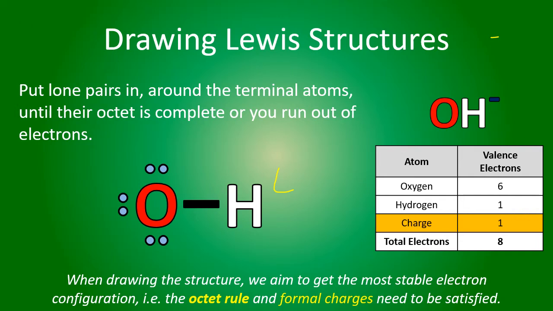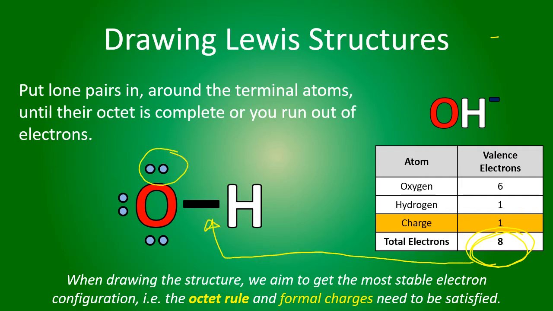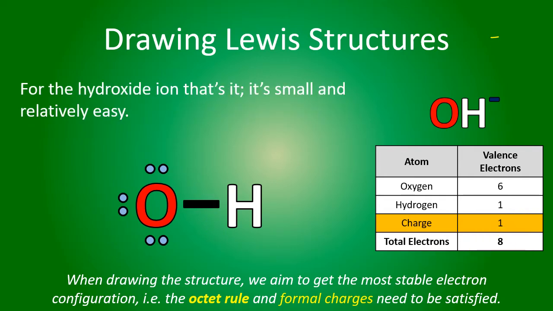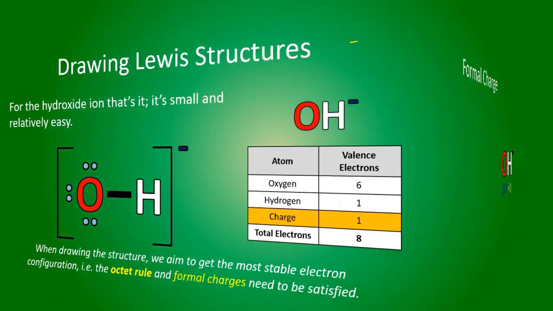So we know that we've got 2 electrons from our total of 8. 2 of them are in the bond, so we've got 6 to put in. They can only go around the oxygen: 1, 2, 3, 4, 5, 6. And that's it. That's a simple Lewis structure. We wrap the square brackets around it and put the charge.